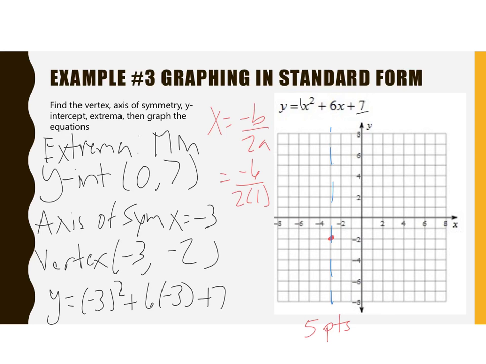So I'm going to start with the y-intercept at 0, 7. But because it's symmetrical, I know it has a matching point on the other side of the axis of symmetry. We can find that by counting over. My y-intercept is 1, 2, 3 points to the right. So if I go 1, 2, 3 points to the left, I have a symmetrical point. They're even on both sides. So I've got 3 points.